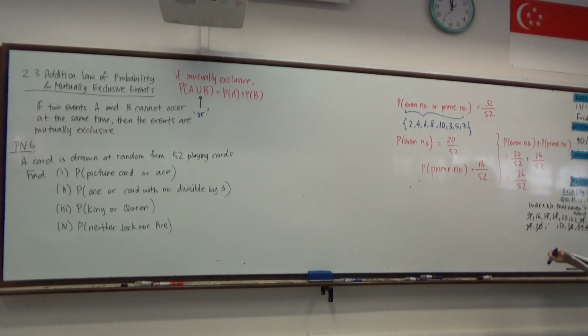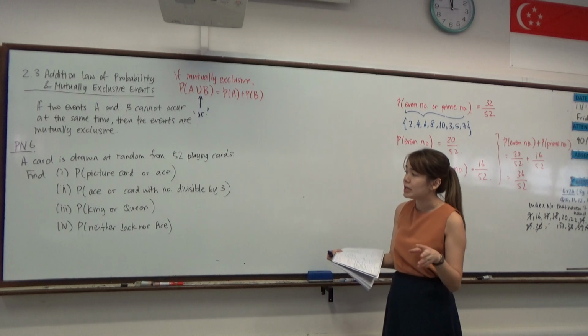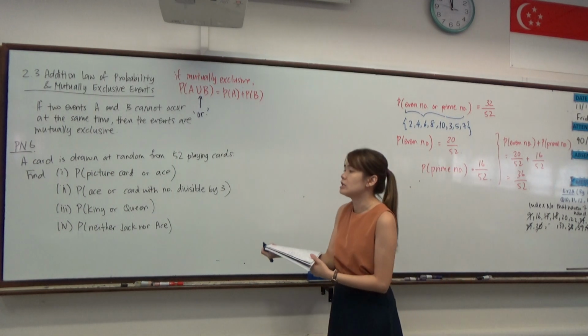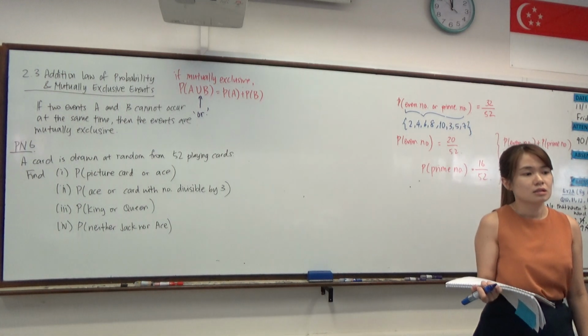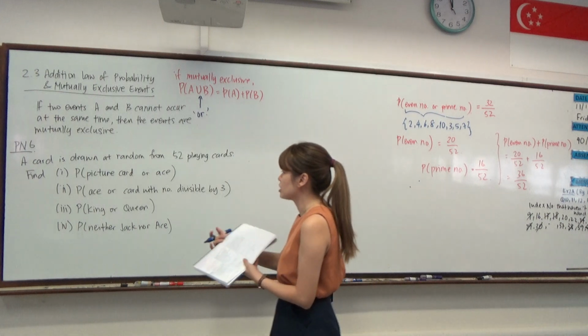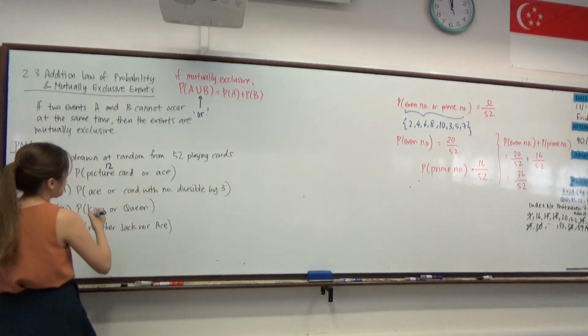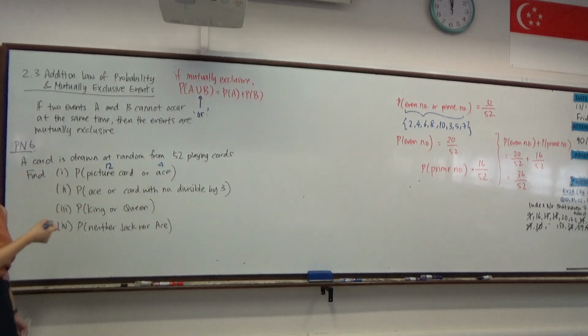Okay, so practice now 6, we are looking at deck of cards, will be 2 of them. Okay, then after that in part 1, we want to find the probability of having a picture card or an ace. Okay, so how many picture cards are there in a deck of cards? 12, right? Okay, so there are 12 picture cards. And then after that, how many aces are there? 4. Okay, is this a mutually exclusive event? Yes. No? Right? Yeah. Yes.